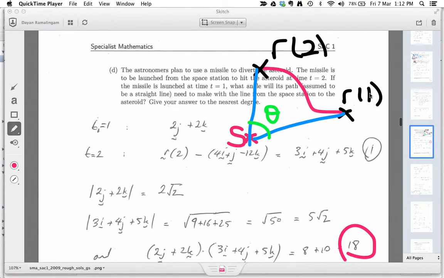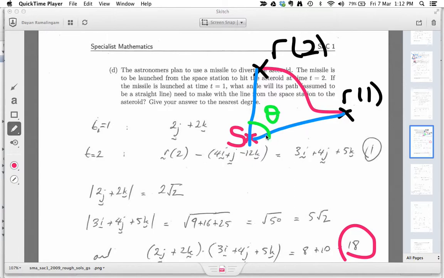I've put R1 here and R2 here, and the guy at the space station fires a missile when he sees the asteroid at R1. So he sees the asteroid at R1. He obviously fires it not at that position, because if he fires it there, the asteroid would have moved off by the time the missile reaches that location. So he wants to know where the asteroid will be at t equals 2. And he wants to know the bearing from where he sees the asteroid to where the asteroid will be. So he needs to find that angle theta in green.